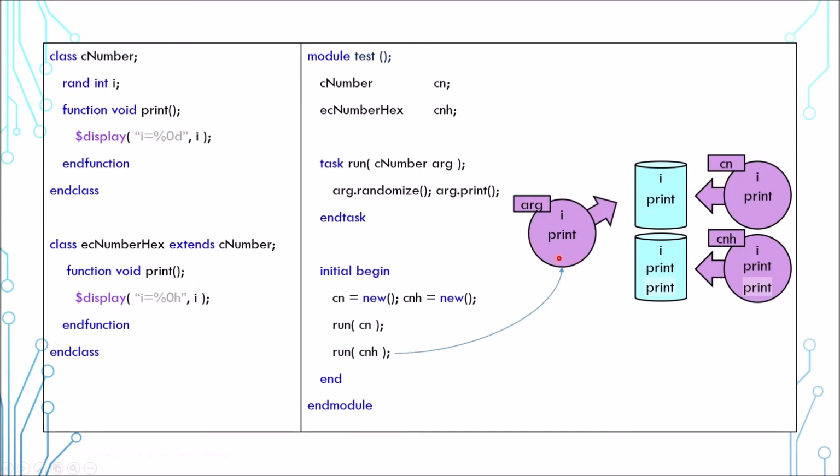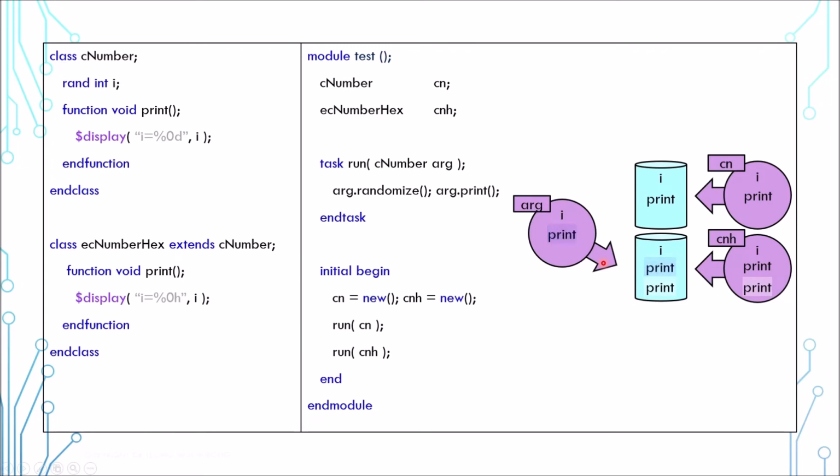Now we call the task with the CNH object. We know the CNH object has two print functions, but the argument pointer is a CNumber pointer. The argument does not know about the overridden function. Argument.print will call the base class print. Now this is undesirable. It defeats the purpose of polymorphism. We want the task to be able to call an overridden function.